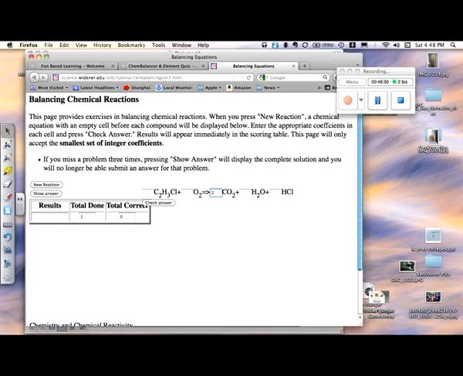Okay. So it was 2, tab, 5, tab, 4, tab, 2, tab, 2. And then you say check answer, and it's correct, and you say new reaction, and you get another one. Okay?